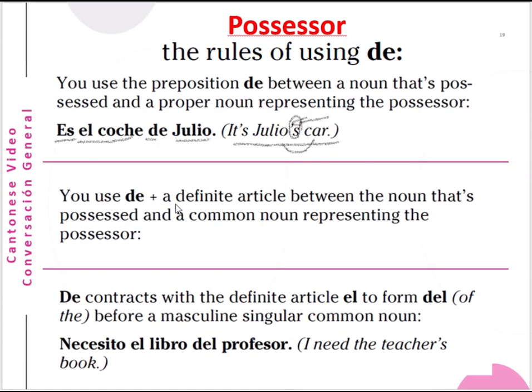You use de plus a definite article between the noun that's possessed and a common noun representing the possessor. De contracts with the definite article el to form del, of the, before a masculine singular common noun. Necesito el libro del profesor. I need the book of the teacher. That means I need the teacher's book. And in Spanish, you never say the teacher's book, you say the book of the teacher. Necesito el libro del profesor. I need the teacher's book.